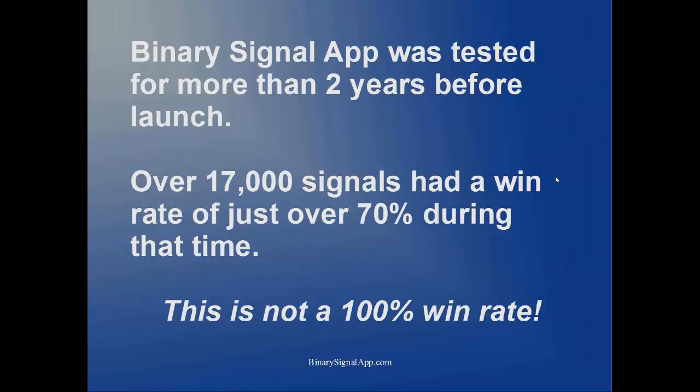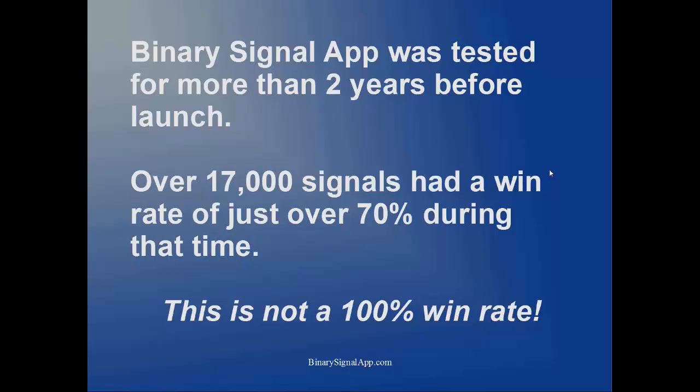The very first thing I want to tell you is a little bit about the accuracy of the signals. Binary Signal app was tested for more than 2 years before we launched it, and during that 2-year period we tested over 17,000 signals. And of those 17,000 signals, we had a win rate just over 70% during that time. It was about 70.4%. Notice that this is not a 100% win rate.